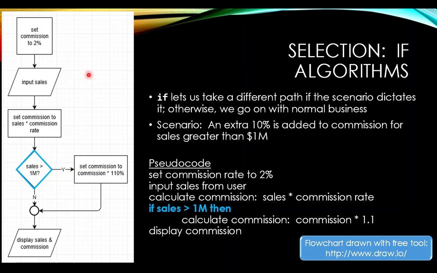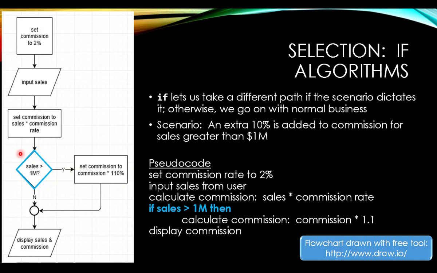Well, let's look at how we would describe it first in a flowchart. I didn't put the start and end little capsule-shaped things, but that's okay. We're starting at the top, set commission to 2%. Then here's a little input block. We're going to ask the user to input the sales. Then we're going to calculate the commission by taking the sales and multiplying it by the commission rate. That makes sense. Now something new. We have a diamond-shaped symbol, and that is a decision, right? And the decision is: sales greater than 1 million?